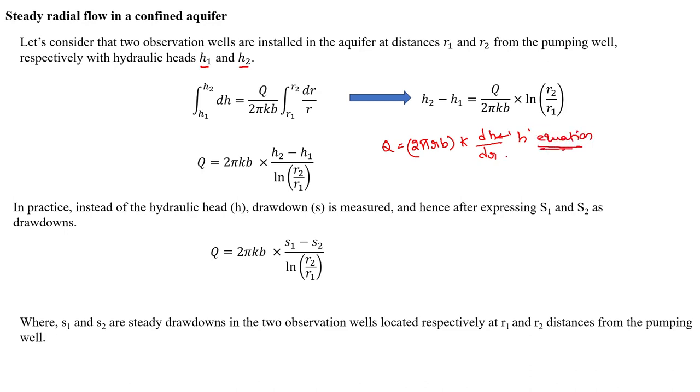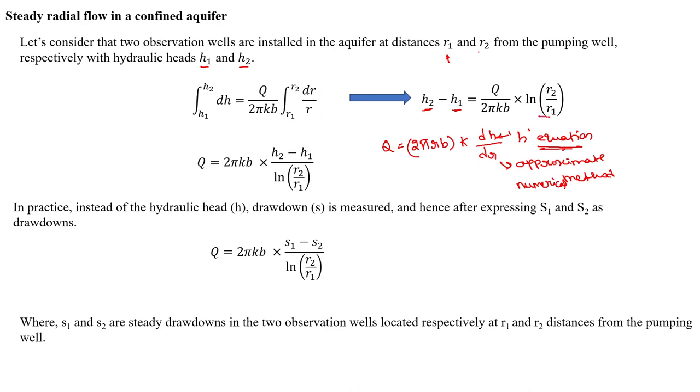So we will use an approximate numerical method to calculate this particular Q. The integral from h1 to h2 of dh equals Q by 2 pi kb into the integral from r1 to r2 of dr by r. Let's say h2 is located at r2 and h1 at r1. So it equals Q by 2 pi kb into ln of r2 by r1.